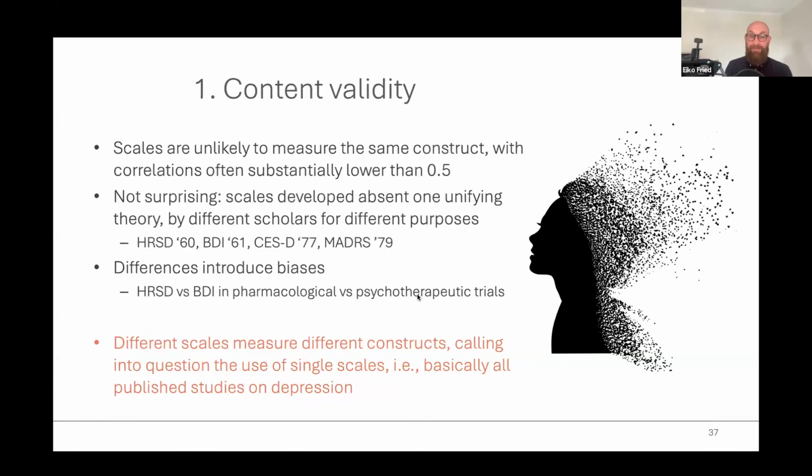If these scales are still used in the DSM-5, how can we redefine actually measuring depression? I'm going to get to this later at the end of the talk.